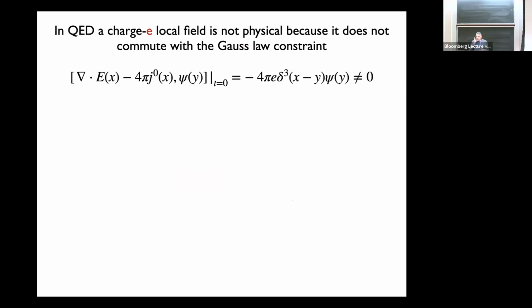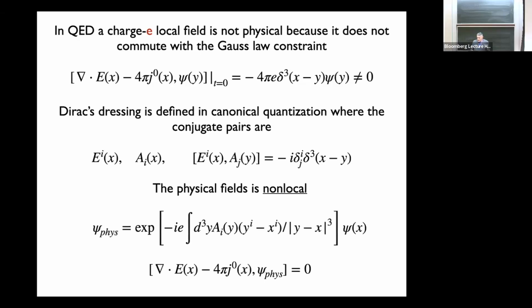Now, in QED, as you know, a charged local field is not physical because it does not commute with the Gauss law constraint. And the simplest example is, say, you're in electrodynamics and you have the electron operator psi. Well, this object does not commute with the Gauss law, so it's not physical. How do you make it physical? Well, we can do like Dirac did.